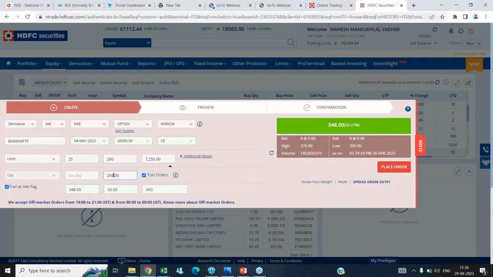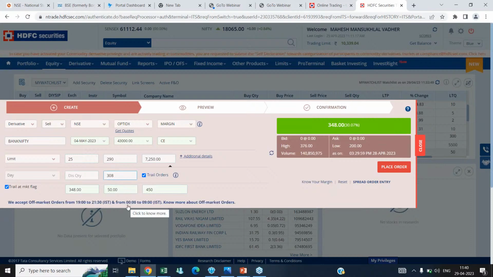It will also trail by 10 rupees higher, because if the current market price increases by 10 rupees, it will take a difference of that, that is 358. If the current market price increases from 348 to 358, then from that 358 minus the trailing amount which you have kept, which is 50 rupees, the next stop loss would be 308.